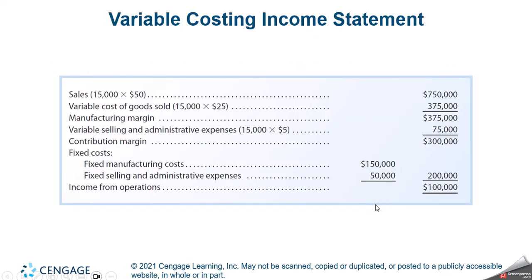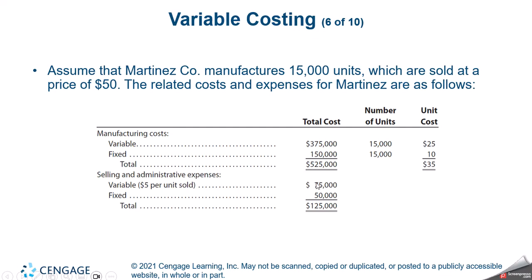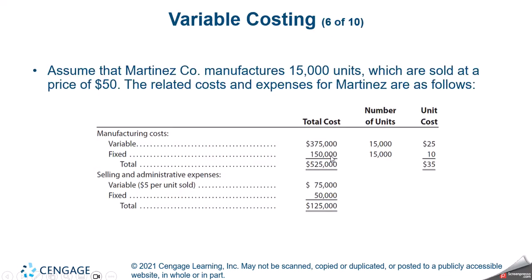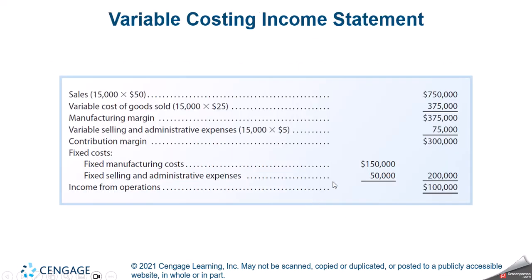So then when we're putting that into our variable income statement, let me just flip back real quick. So the $25 is what we see here in our variable cost of goods sold. Then what we show down here in our variable selling and administrative are $5 per unit. So those are here to calculate out to our contribution margin. And then our fixed costs, if I flip back there, the $150,000 that are manufacturing, and then the $50,000 that are selling and administrative are grouped down here in the fixed costs.